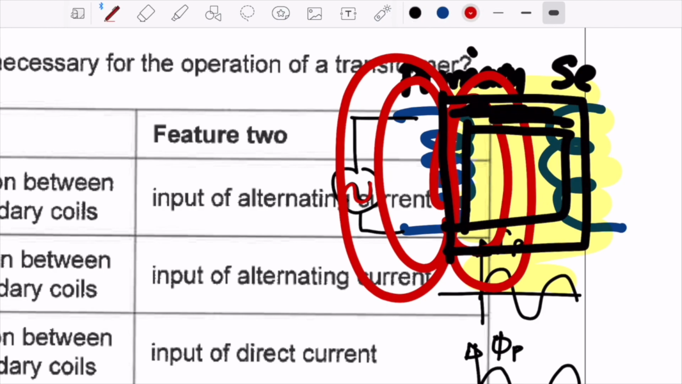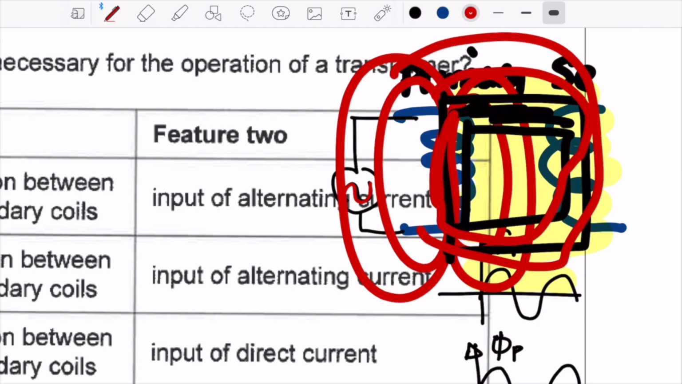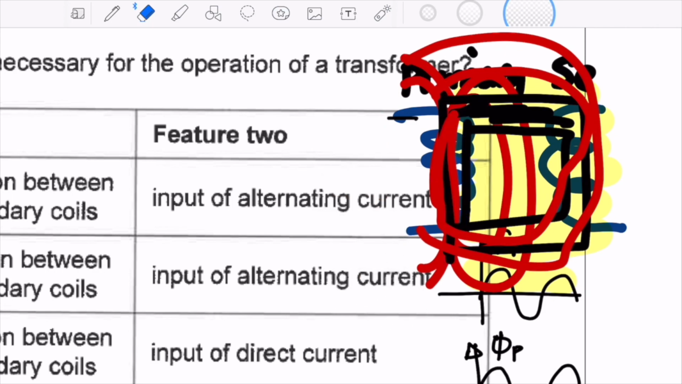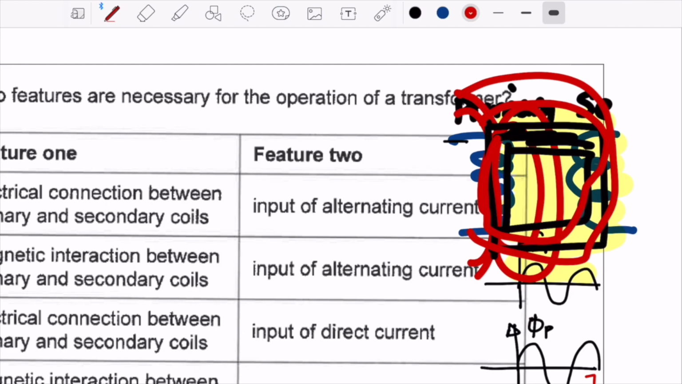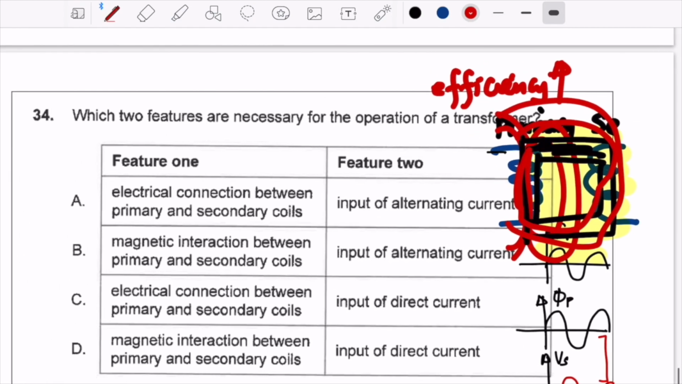This magnetic field actually can be bent this way, and this part disappears. Disappear means it is directed into the secondary coil. So this way the efficiency of the transformer goes up. So the iron core is also important.